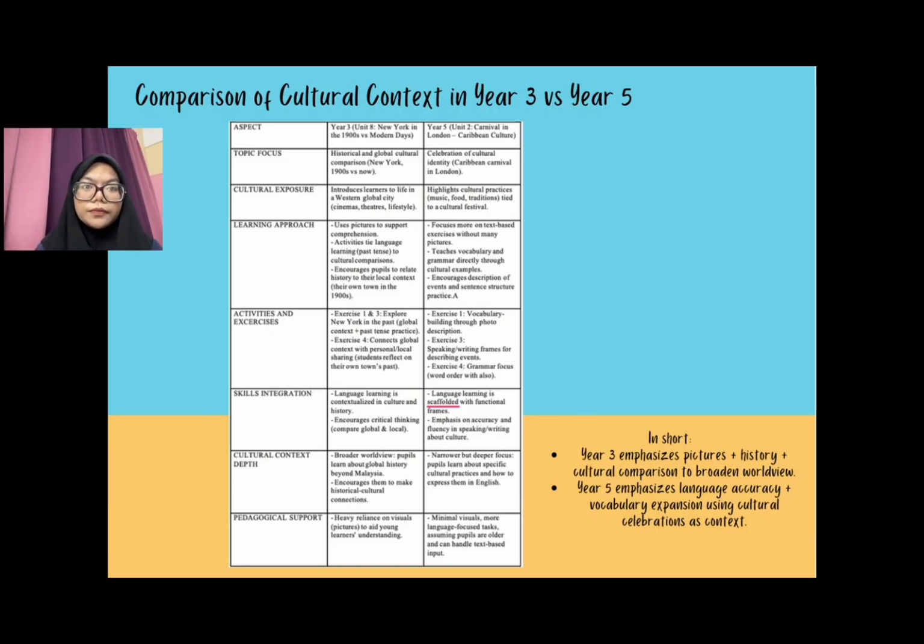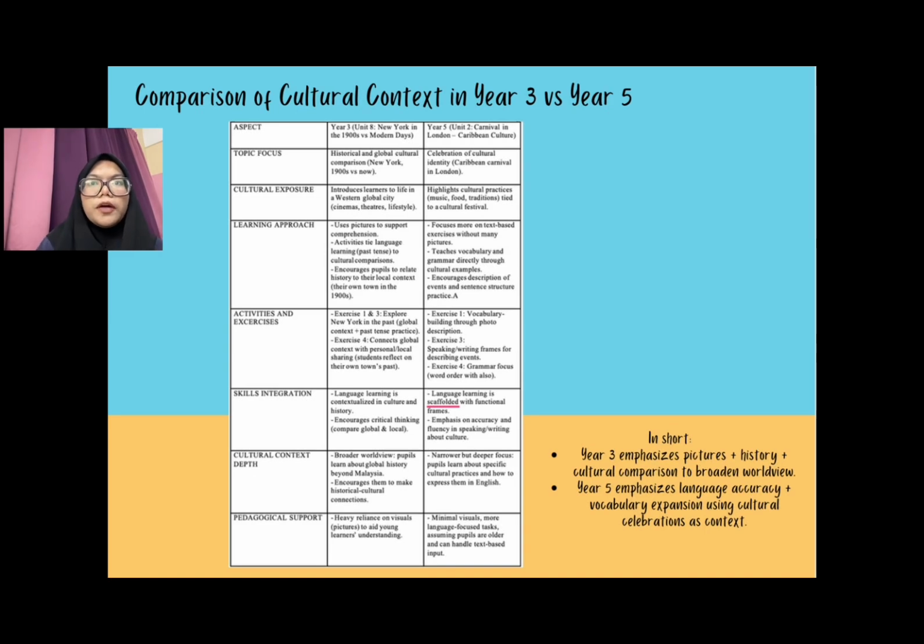For the learning approach, the Year 3 textbook uses pictures to support comprehension, and the activities tie language learning, like the students will learn past tense, to cultural comparisons. It also encourages pupils to relate history to their local context, like imagining their own town in the 1900s, while the Year 5 textbook focuses more on text-based exercises without many pictures, and it also teaches the students vocabulary and grammar directly through cultural examples, and it encourages description of events and sentence structure practice.